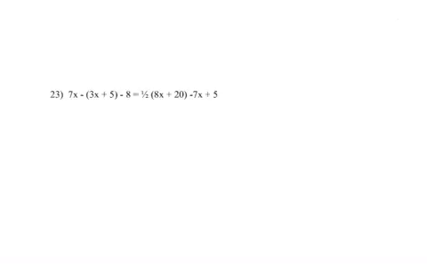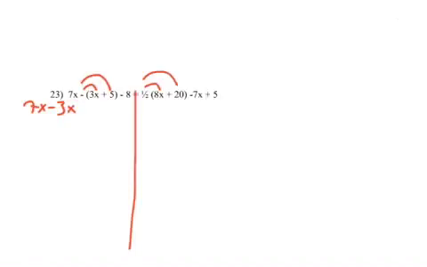Alright, for the next one, I'm going to distribute again. So this negative sign goes there, and I would distribute the 1/2 into that. That would give me 7x. Remember, when I distribute just by a negative sign, I just take the opposite. So the opposite of a positive 3x would be a minus 3x. The opposite of a positive 5 would be a minus 5. And bring down your minus 8 equals half of 8x is 4x, and half of 20 is 10. Bring down your minus 7x plus 5.